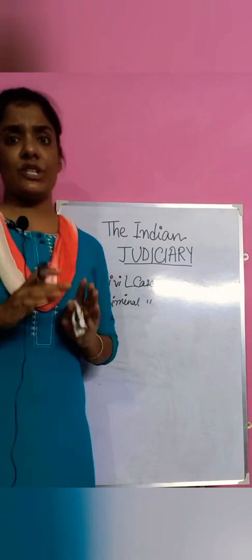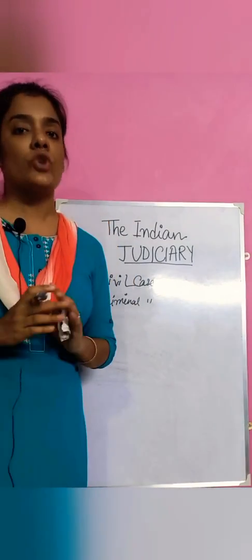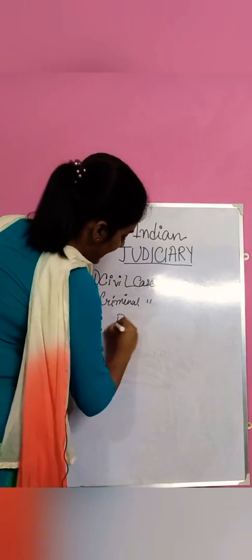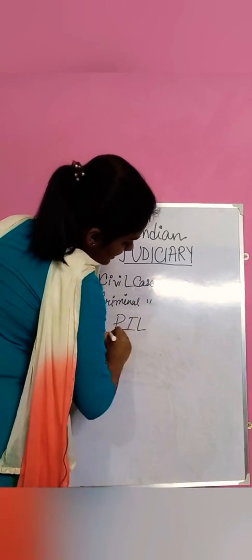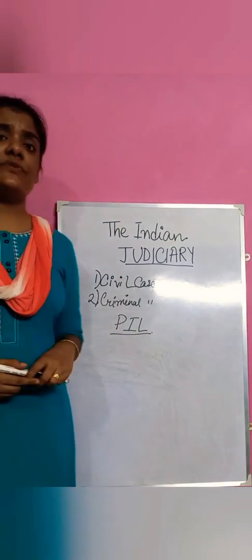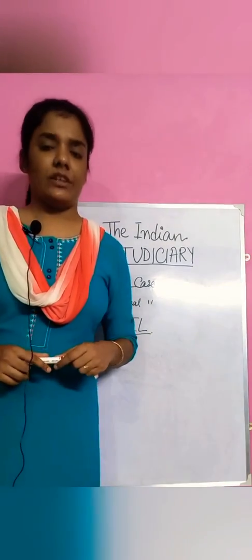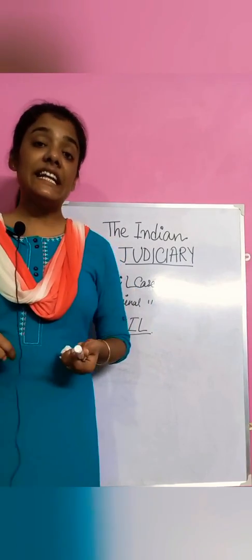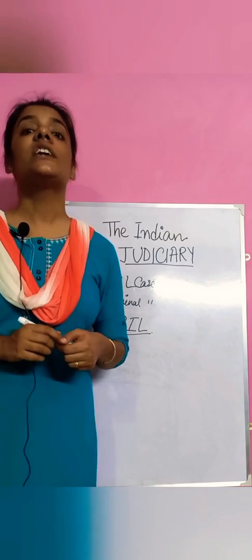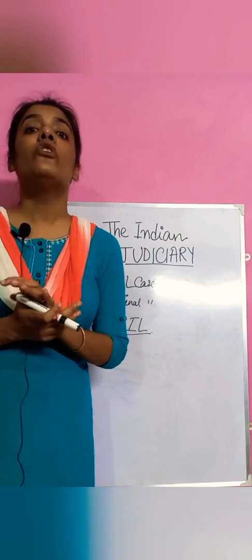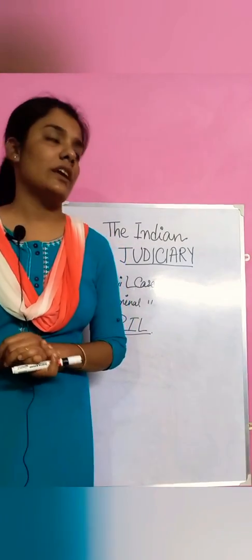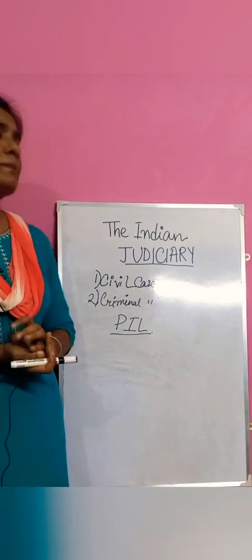Now, I am going to discuss with you the last topic, that is PIL, or public interest litigation. This is the last topic of the chapter. PIL stands for public interest litigation. Actually, this initiative has been taken by the judiciary, keeping in mind the poor people of our country, or the non-prosperous section of our country. Now, what happens in case of a PIL?